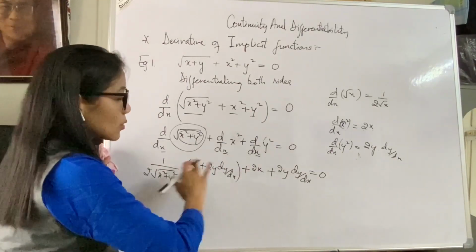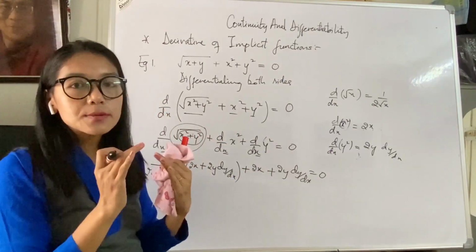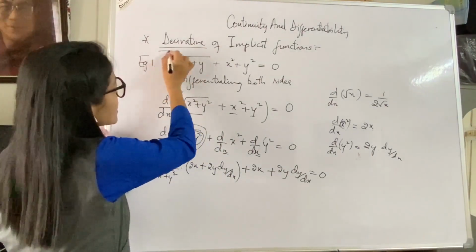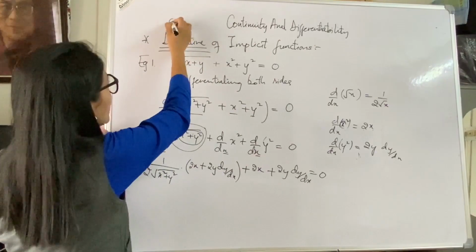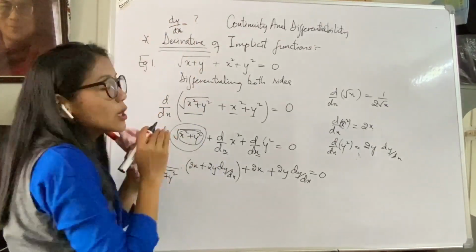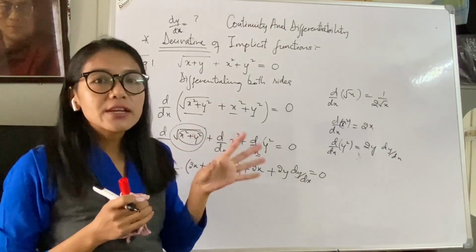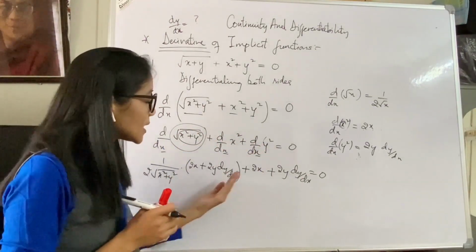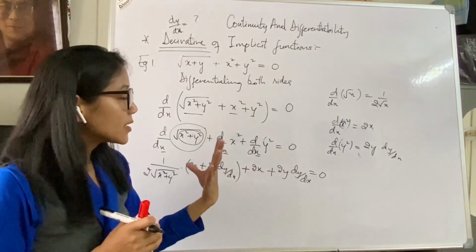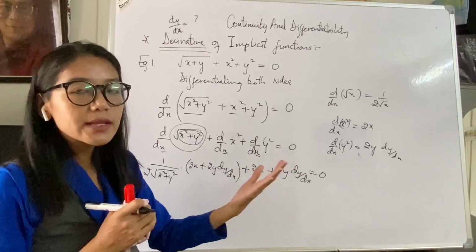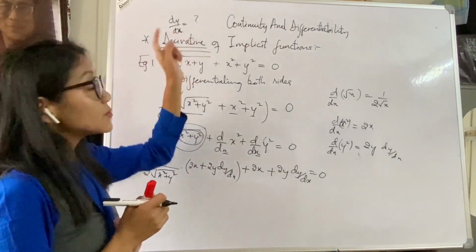Now you will split out the terms and collect the like terms. Actually, when you are asked to find the derivative of any function, you are asked to find dy by dx. Actually this is the question. Whenever you are asked to find the derivative, you are asked to find dy by dx. So now I will collect the terms which are in terms of dy by dx together. I'll keep all the terms on the right hand side and then we'll try to find dy by dx.